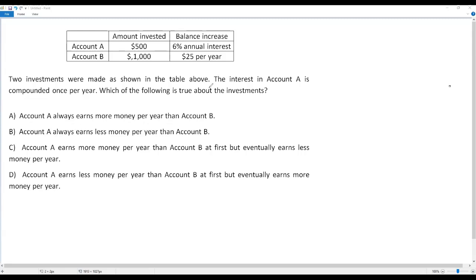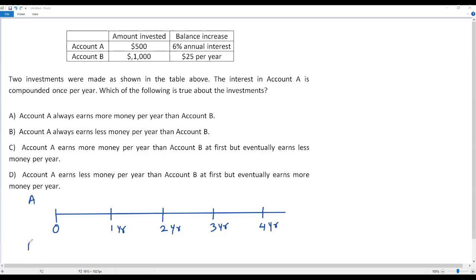Okay, now let me draw a simple diagram to have a better understanding of this question. Here on this number line, I mark 0, 1, 2, 3, 4. This 0 represents the initial time, that is, the present. This 1 represents the end of the first year. This is the end of the second year, this is the end of the third year, and this is the end of the fourth year. Now let me take account A above and account B below.